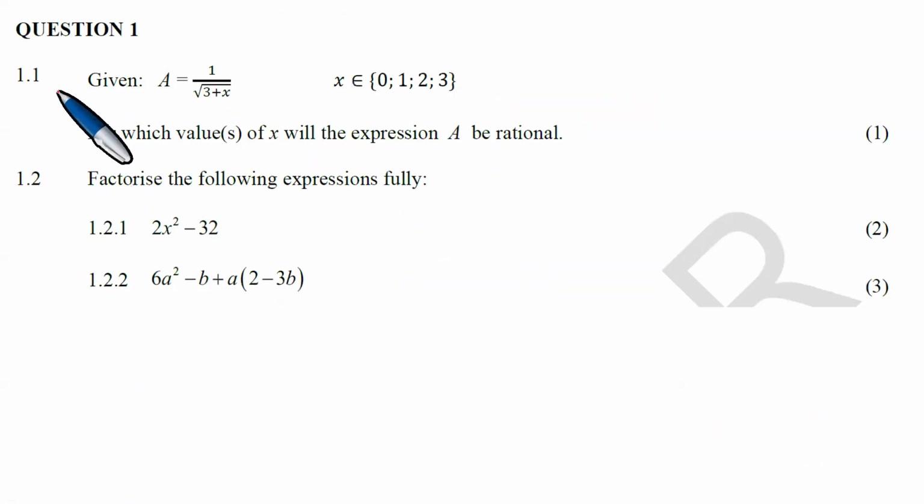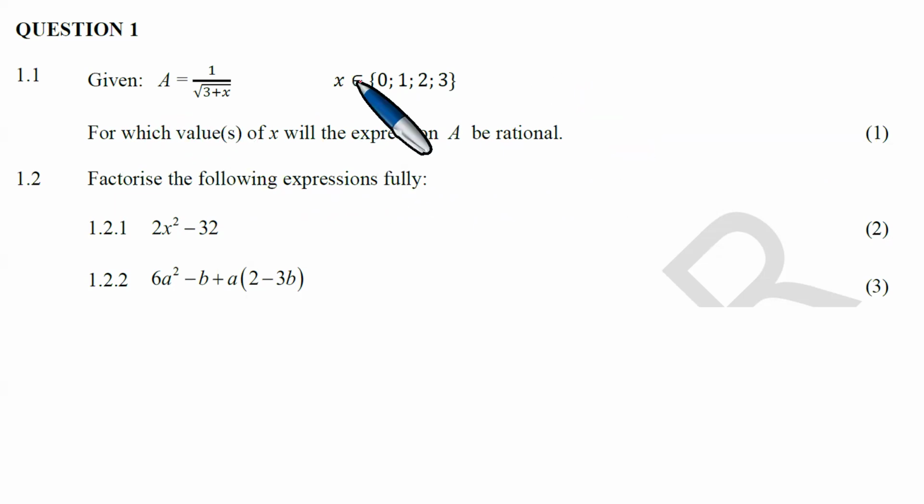Here is question 1.1. Given a equals 1 divided by the square root of 3 plus x, where x is an element of the set with the elements 0, 1, 2, and 3. For which values of x will the expression a be rational, for 1 mark? So we must choose the values of x for which a is going to be rational. So how do we choose this?